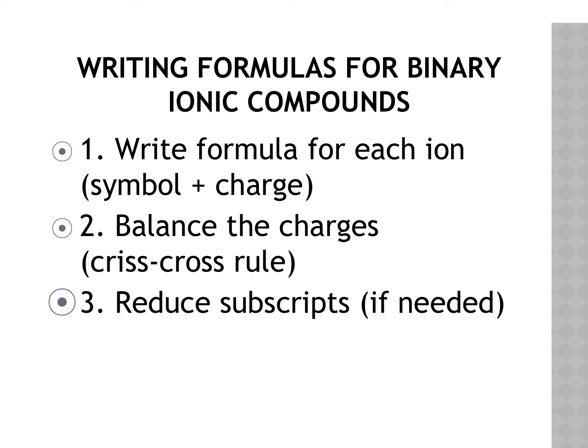I have steps on how to write the formulas. You don't need to write these down if you don't want to. We're going to do plenty of examples of following these steps, but they are here for you if you need them. So when we write formulas for ionic compounds, we first start by writing the symbol and the charge for each ion. Then ionic compounds are neutral, so we have to balance those charges. We balance those charges doing something that I just call the crisscross rule. And then finally, we reduce subscripts if needed, and I'll show you what that looks like. So these are the steps. We're going to do a couple examples together and follow these steps.